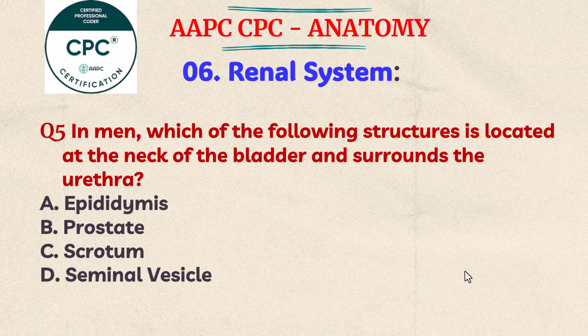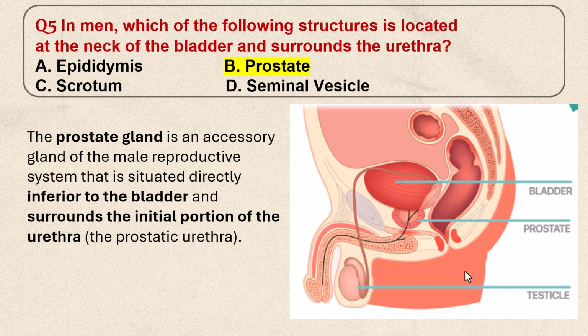Question number 5. In men, which of the following structures is located at the neck of the bladder and surrounds the urethra? A. Epididymis, B. Prostate, C. Scrotum, D. Seminal vesicle. Think the answer. The correct answer is prostate. You can see on the male, just below the bladder, there's a gland called the prostate. The prostate gland is an accessory gland of the male reproductive system that is situated directly inferior to the bladder and surrounds the initial portion of the urethra. That is called the prostatic urethra.